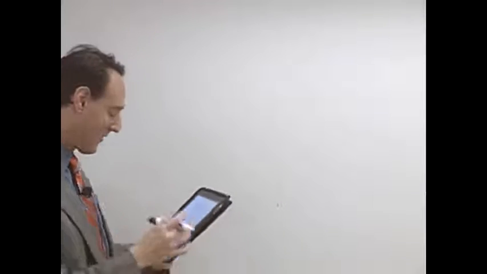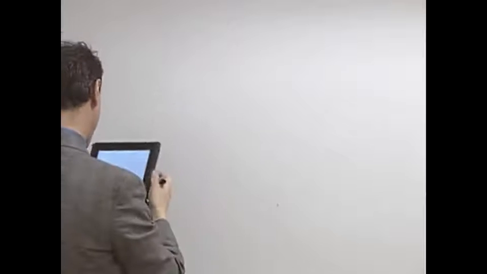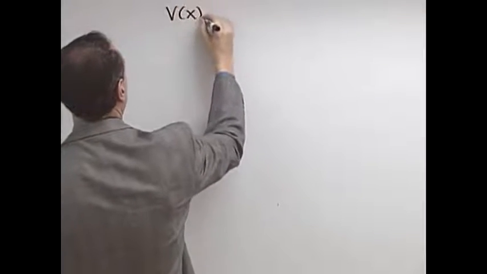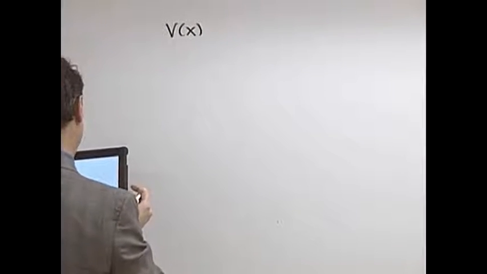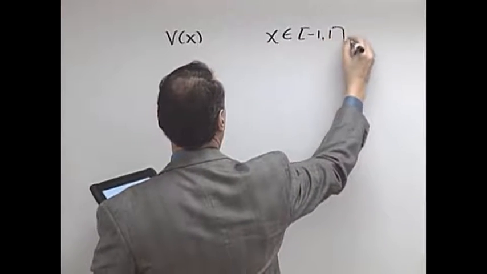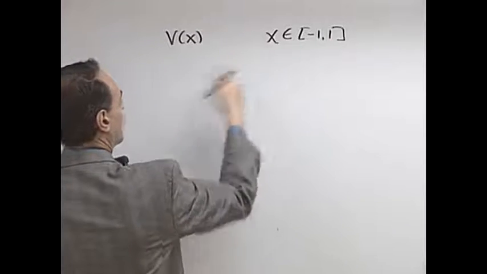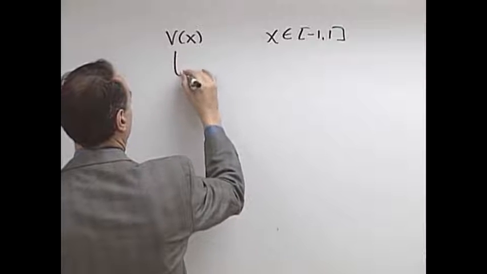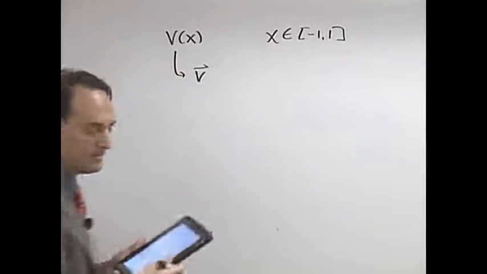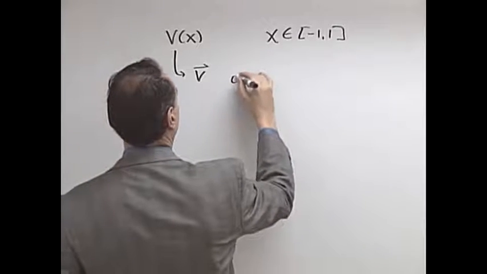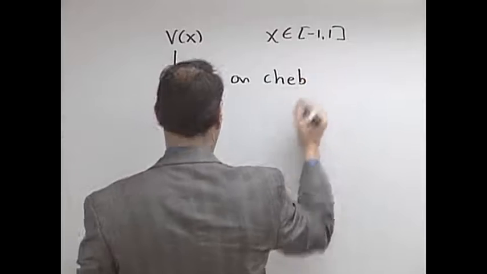Clustered points, Chebyshev differentiation. So what we're basically saying is this. Suppose I have a function, v of x. And we're going to chop up v of x. In particular, we can work on some domain, -1 to 1, and chop it up on this domain. So v of x is now chopped up into a vector, v, on some points. In particular, we're going to use the Cheb points. Okay?